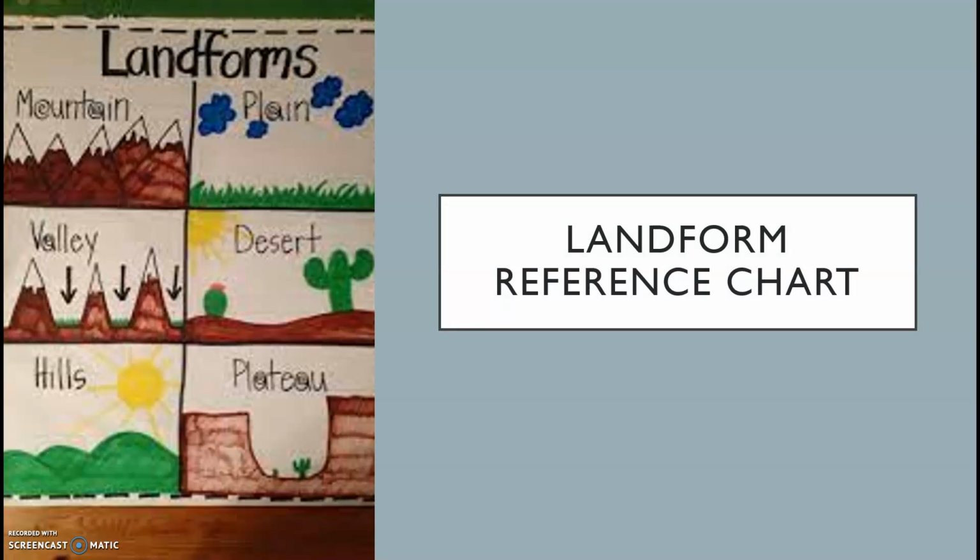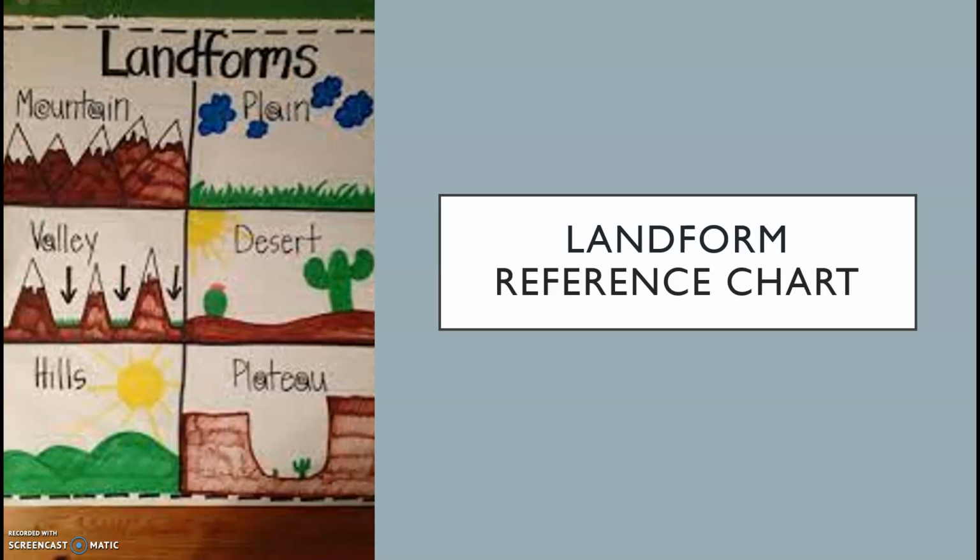Okay, next. I'm going to put this graphic organizer that I created for you to look back at as a reference when you're working on your activity that we're about to begin. I want us to look up here. These are the 6 landforms that we're going to focus on. So we have mountains, plains, which is just a flat, grassy area, valleys. You see how these arrows are pointing down in between the mountains? So that's the land at the bottom of the mountain. Then deserts, see the sun shining, cactus.